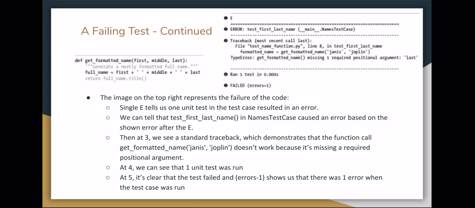At number 4, we can see that one unit test was run. And at 5, it is clear that the test failed, and errors=1 shows us that there was one error when the test case was run.